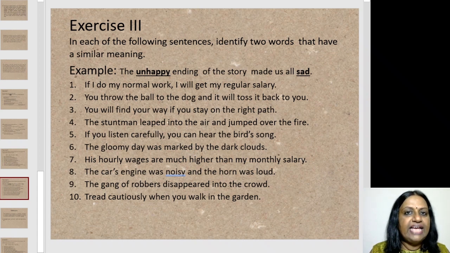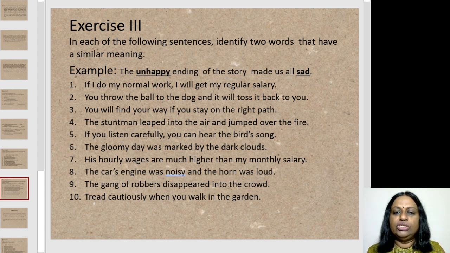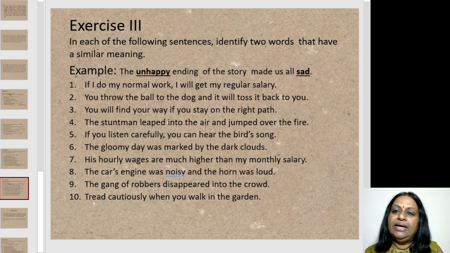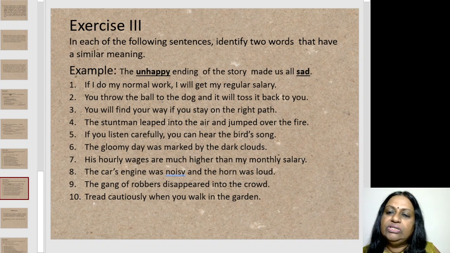Shall we do the exercise, students? Are you clear? So each of the sentences will have two words which are similar in meaning, and we need to pick them out. So when you study vocabulary, the best thing would be, of course, referring to a dictionary, but also understanding the words and meanings in context. So that's what we are going to do. Let's do the first sentence. If I do my normal work, I will get my regular salary.